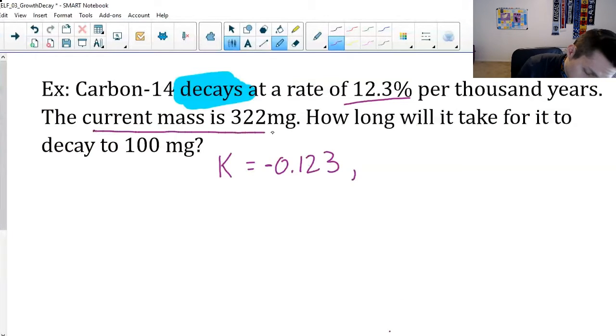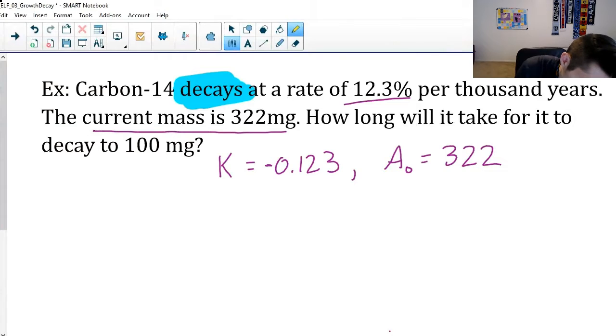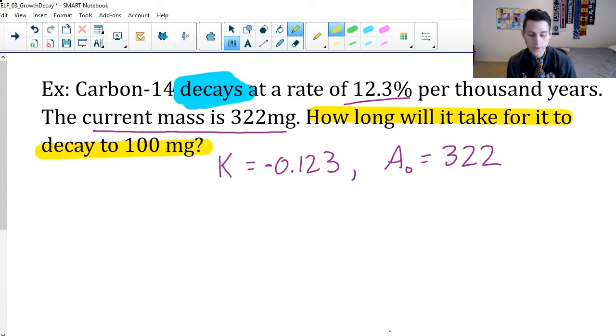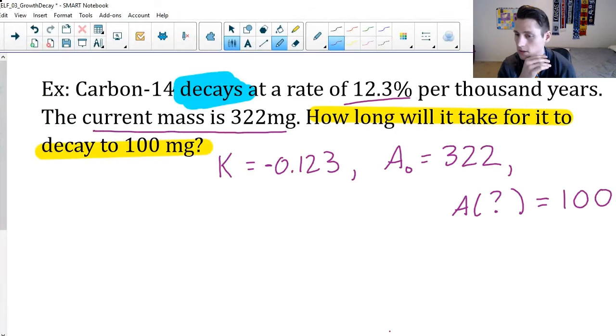Right, current mass is 322, so A0 is 322 milligrams. And we want to know how long it will take to decay to 100. The thing I'm trying to find is how much time it will take to get to 100. I like writing that part too, just to give myself an idea of my goal. Figure out what that question mark is supposed to be: how much time will it take to reach 100?